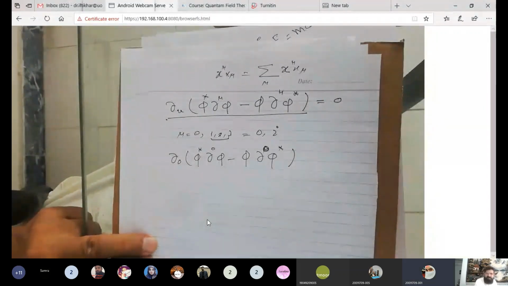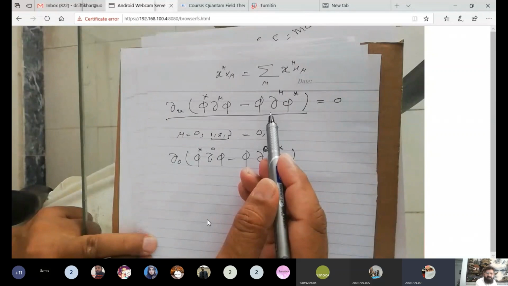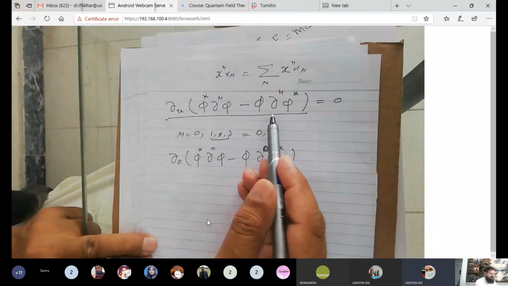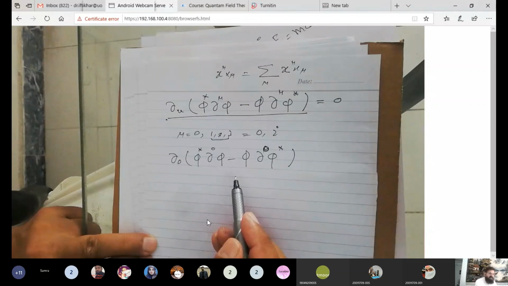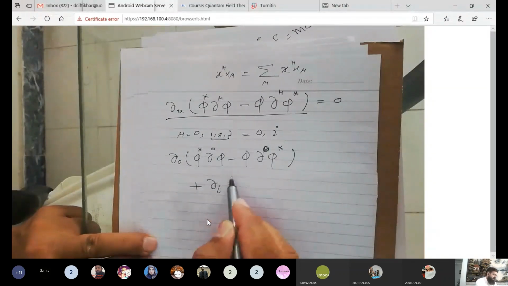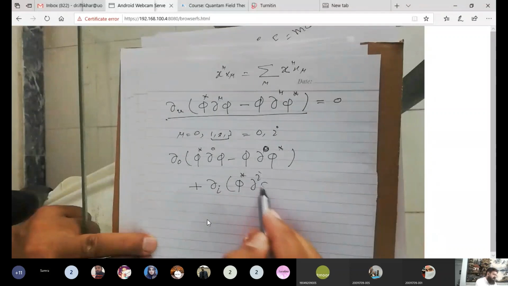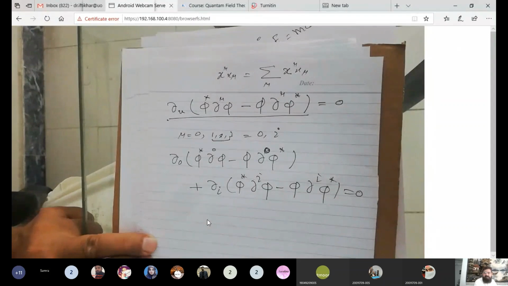You got the first term when you put μ equal to 0. How many terms in this expression? There are 4 terms. So first of all, we open this for μ equal to 0, and then we open this for other i. When you are putting the value of i, it means ∂_i(φ*∂^iφ − φ∂^iφ*) = 0. Do you get this point?